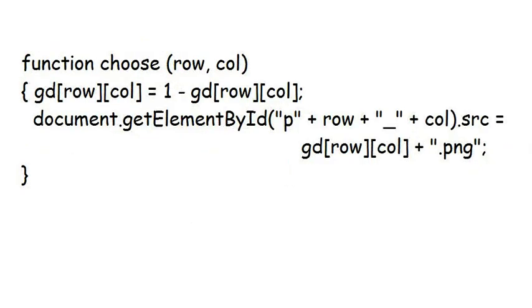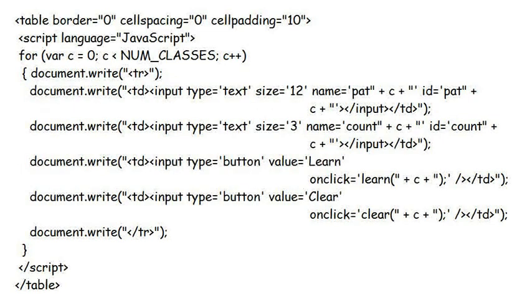Here is function choose. It simply alters the state of the grid element given by the row and column from 1 to 0 or vice versa. Then it alters the graphic on the screen appropriately. Here's an example of that.